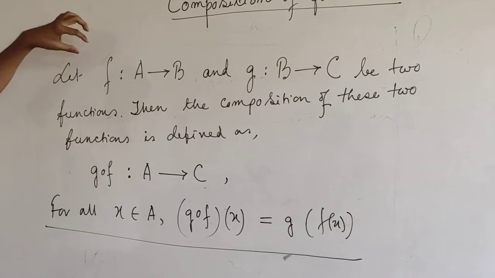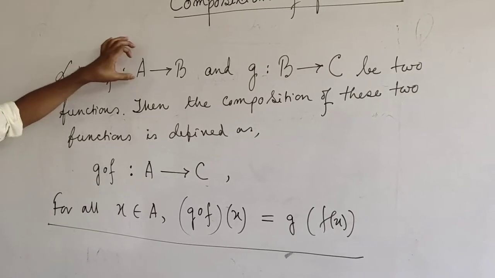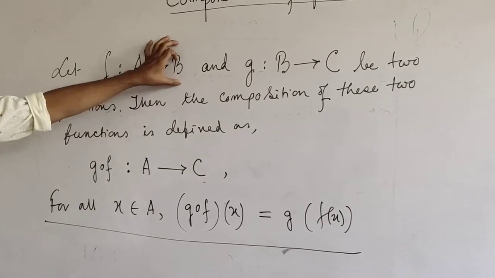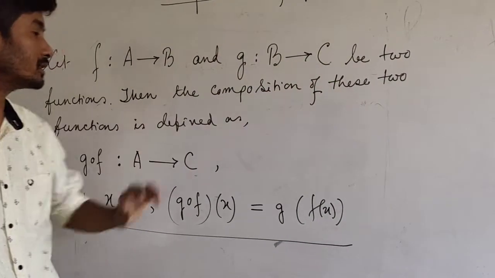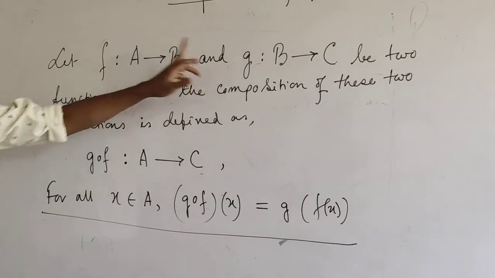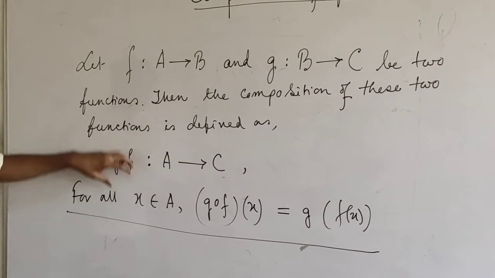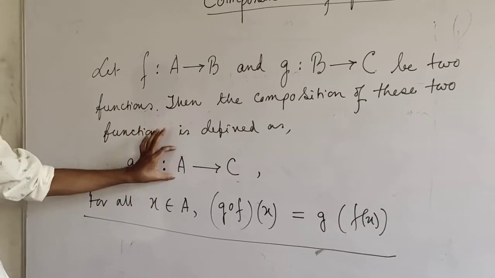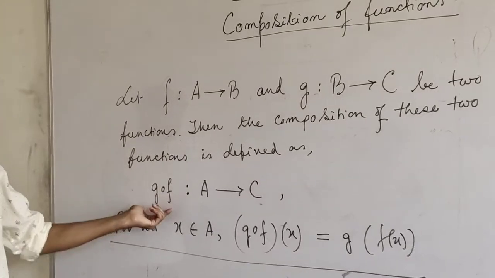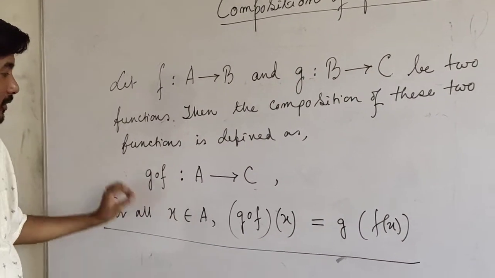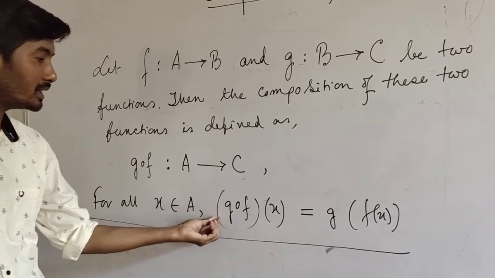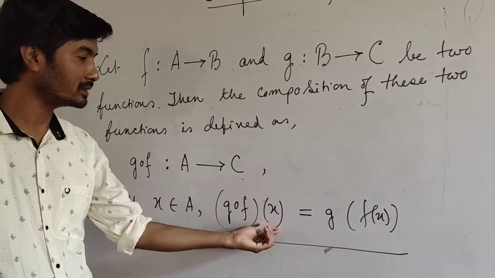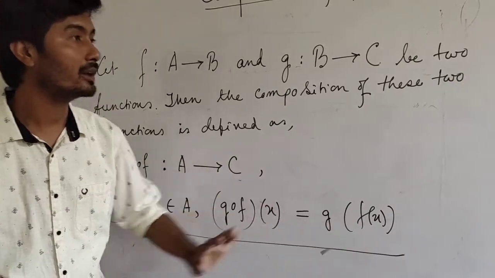First thing, f is a function from set A to set B. Z is a function from set B to set C. In that case, their composition ZOF is a function from A to C, and this composition is defined as: for every x in the domain A, ZOF x is given by z of fx.